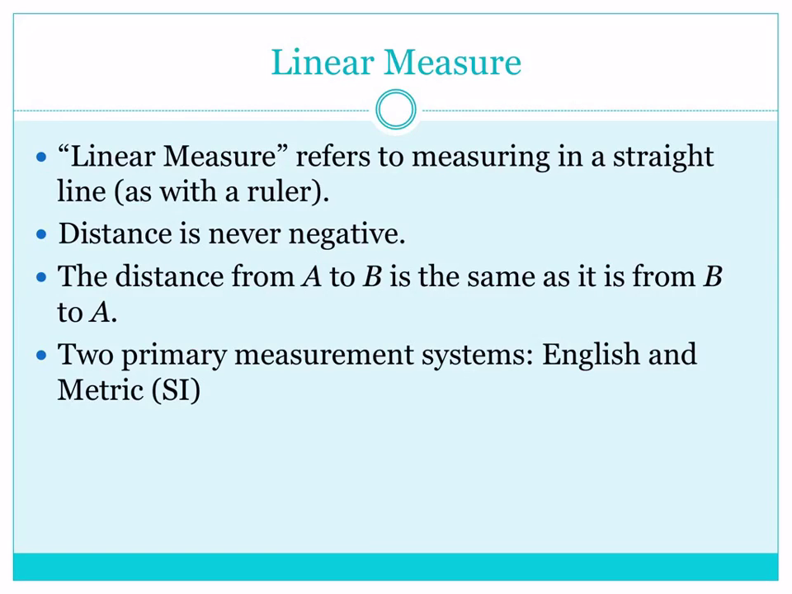But linear measure refers to measuring in a straight line as with a ruler, just like you did in your activity. Okay? Keeping in mind, of course, distance is never negative, so we're only using positive values. And no matter whether you measured, say for instance, your height from the floor up or your height from your head down, you got the same thing, right? That's what that's saying on the third thing here.